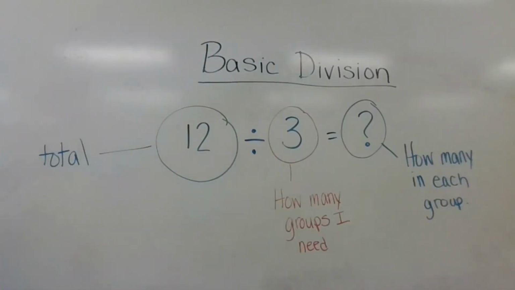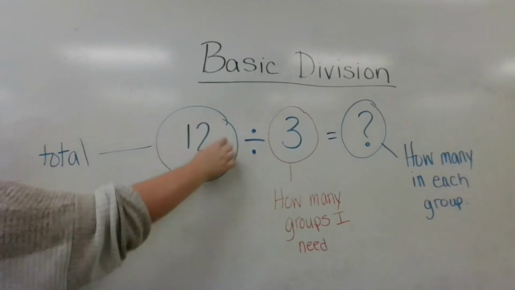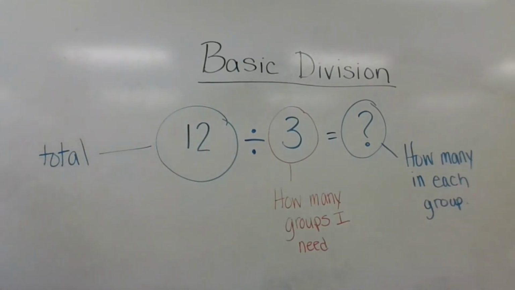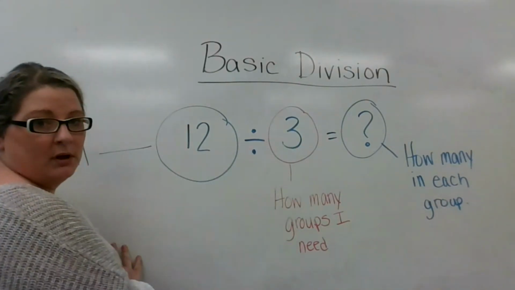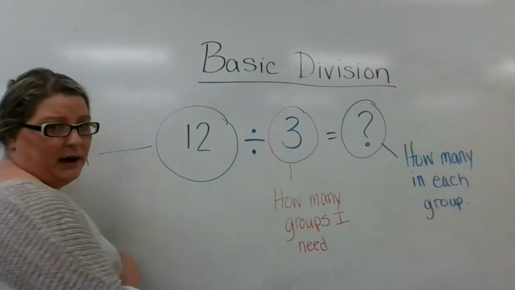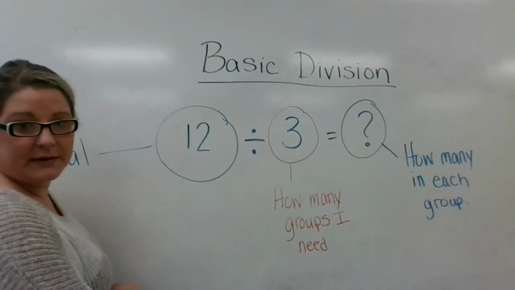So for our basic division problem, it's really split up like this. You have your big number, usually, and that's your total amount. That's how much you already have. You have your second number, and that's how many groups you need. How many groups are you going to need for this? Well, I'm going to need to make 3 groups off of this, right?